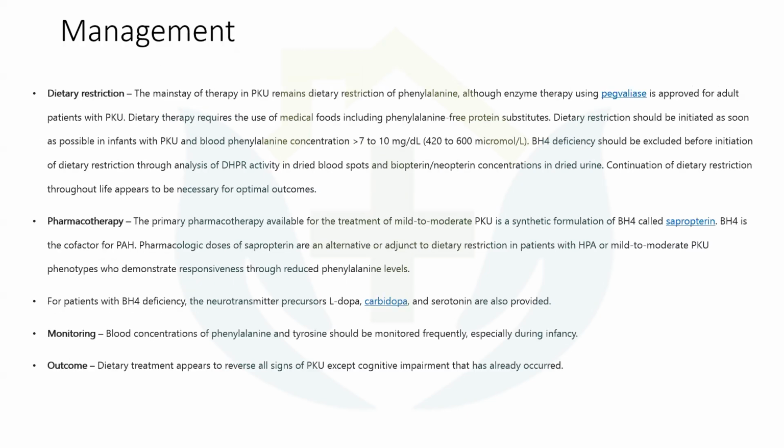Next slide, please. So here also the main management is dietary restriction of phenylalanine, because we don't have the enzyme to metabolize this amino acid. So we should restrict the intake of phenylalanine. There are some enzymes, like pegvaliase, that is approved for adult patients with PKU. But the mainstay of therapy is dietary therapy, dietary restriction.